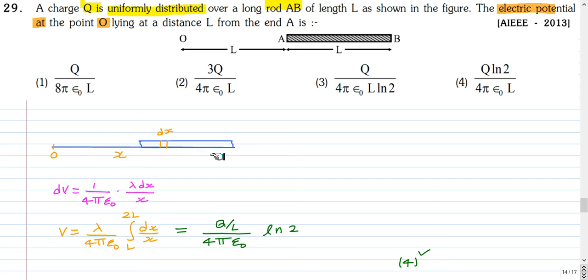So this is a rod, and you take a small element of infinitesimal length dx. So the electric potential due to this small element is 1 by 4 pi epsilon naught into the charge, which is lambda into dx, where lambda is the linear charge density, and the distance of this charge is x. And to get the total potential of this entire rod, you have to integrate this from x equal to L to 2L. So doing this integration, we get the potential due to this full rod as Q by L divided by 4 pi epsilon naught into ln 2. Correct option is option 4.